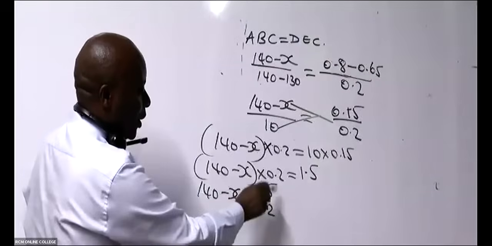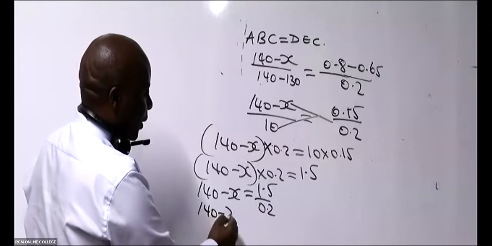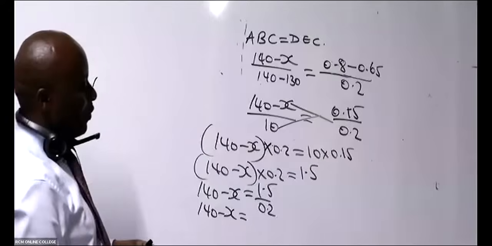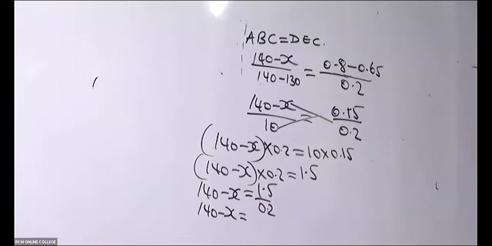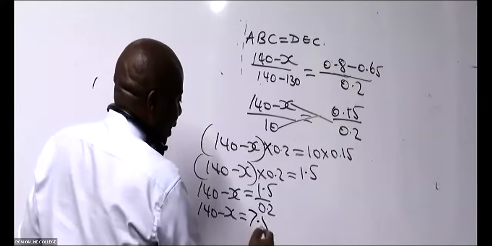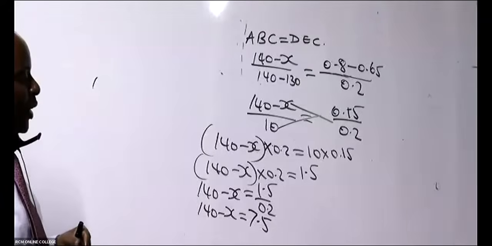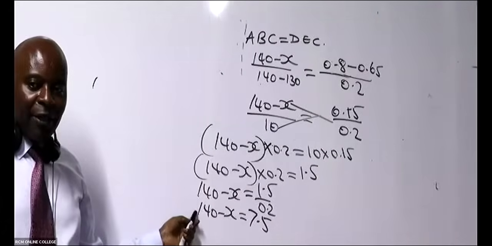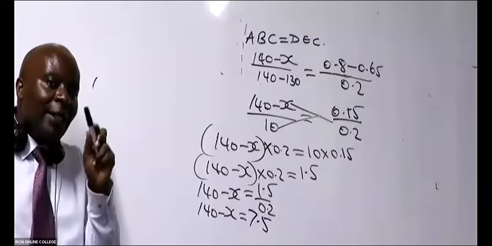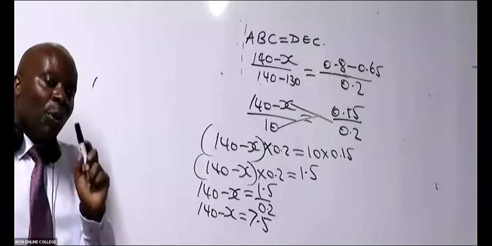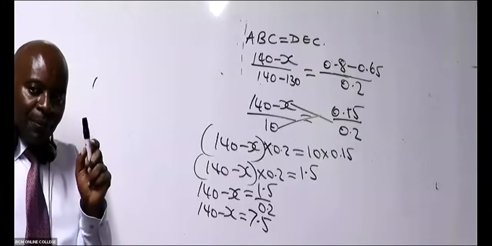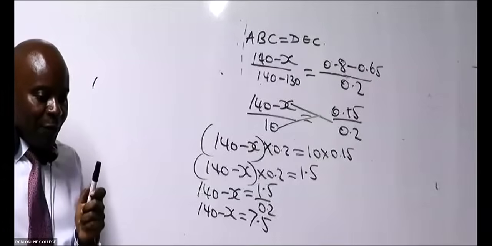Can somebody give me this quotient? 1.5 divided by 0.2 will give me what figure? 7.5. So is there somebody who can give me the value of x, which is our interpolated figure? It must agree with our 132.5. Remember, we got 132.5.